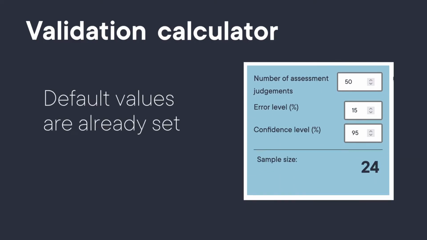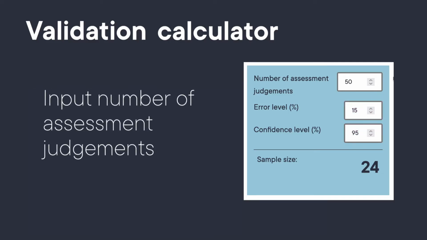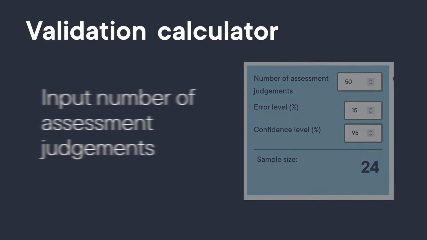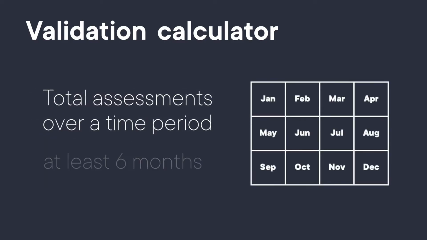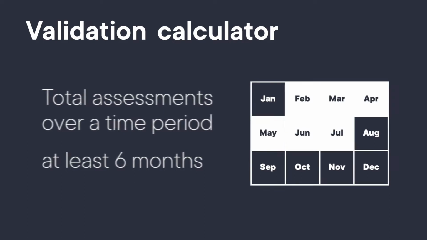The default values have already been set for the error and confidence levels, and we'll show you how to change them. First, input the number of assessment judgments. This is the total number of assessments conducted over a time period. We suggest at least 6 months.